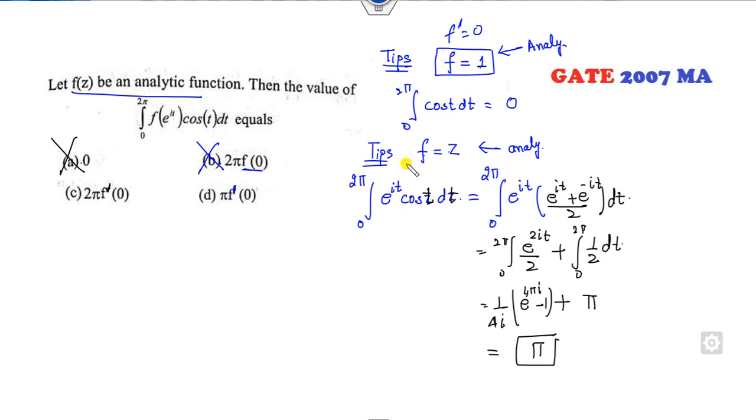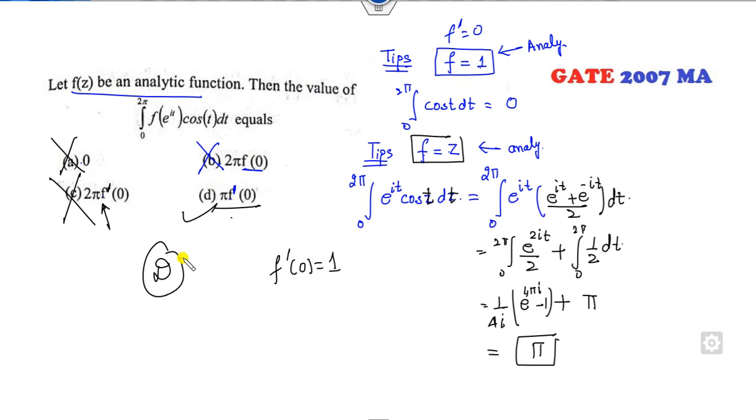What is the f dash? If my f is z here, what is the value of f dash of 0? It is 1. So this 2 pi option is cancelled. This value pi is the right answer of this problem. This is the first method: you can take counterexamples, and then discard the options.